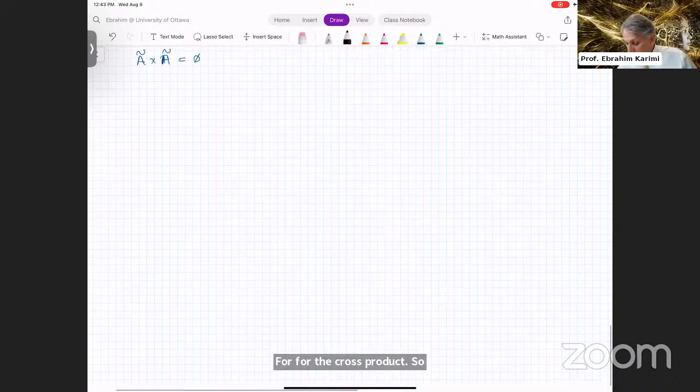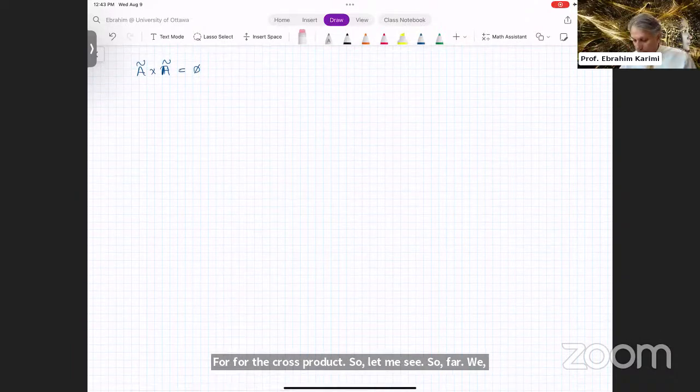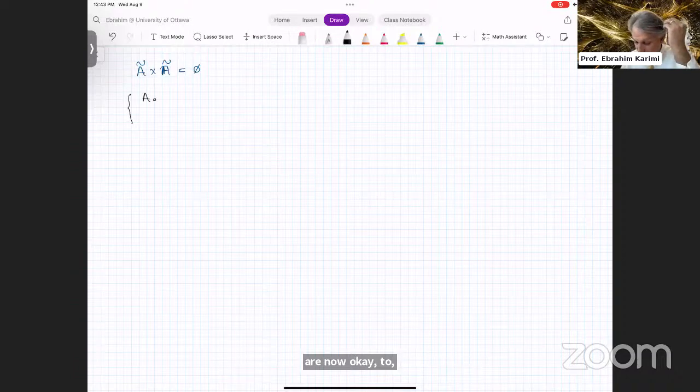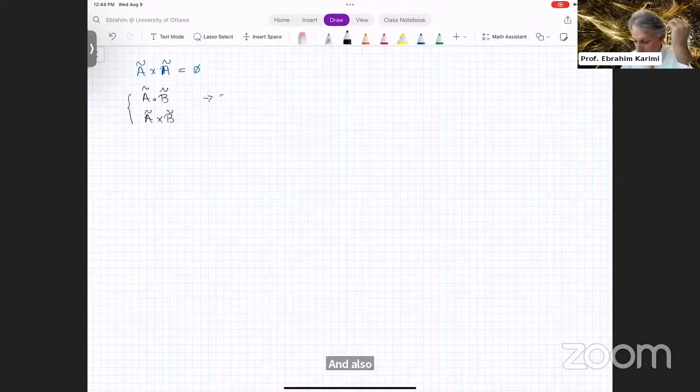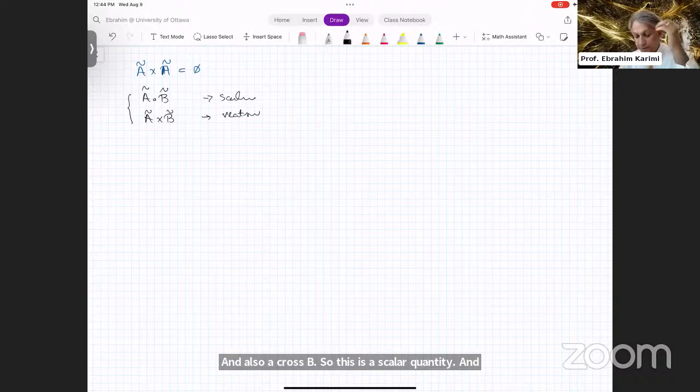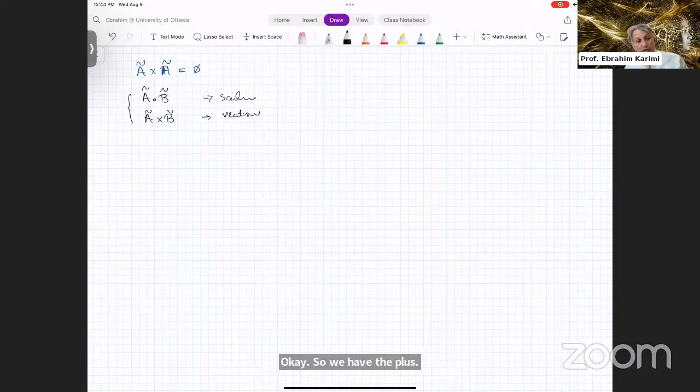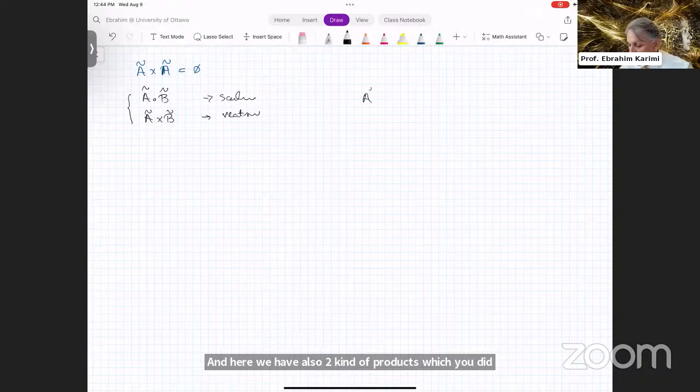So far, we know two kinds of products: A dot B, which is a scalar quantity, and A cross B, which is a vector quantity. So we have the scalar product and the vector product, the dot product and the cross product. Now let's work with three vectors, A, B, and C.